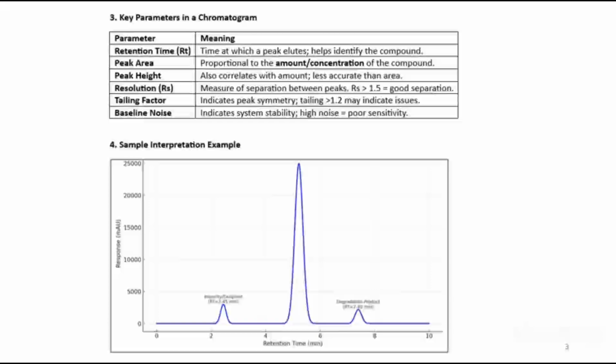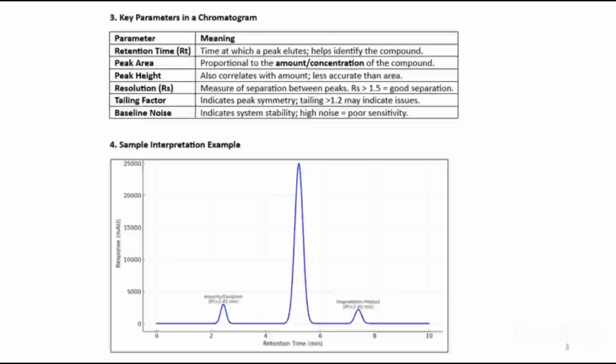Key parameters in the chromatogram. Retention time, denoted by RT, is the time at which a peak elutes. It helps to identify the compound, that means retention time is specific for the compound. Peak area is proportional to the amount or concentration of the compound. Then peak height also correlates with amount, but is less accurate than the area.